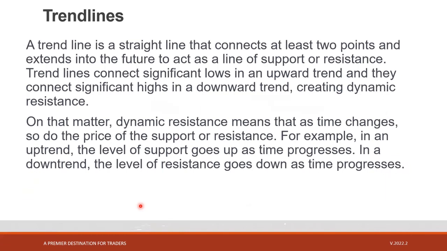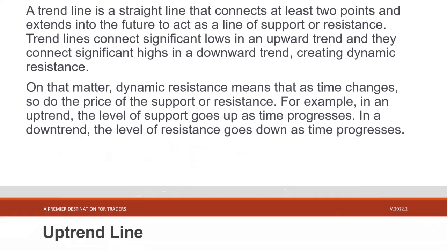Now, in the matter of dynamic resistance, what it means is just as price changes over a period of time, price doesn't always go back to retest the previous high or the previous low. Sometimes it doesn't get there. It would go at an angle. And you find this happen over and over again. It's not always the case, and sometimes they're not exactly right, but you would find this progress happen over and over again in the market. So, like I mentioned, in an uptrend, the level of support goes up as time progresses, and in a downtrend, the level of resistance goes down as time progresses.